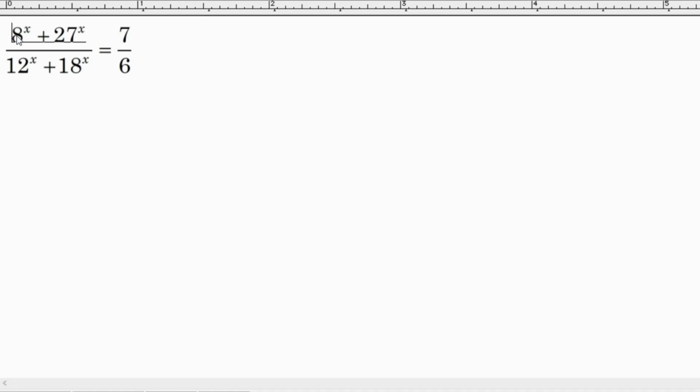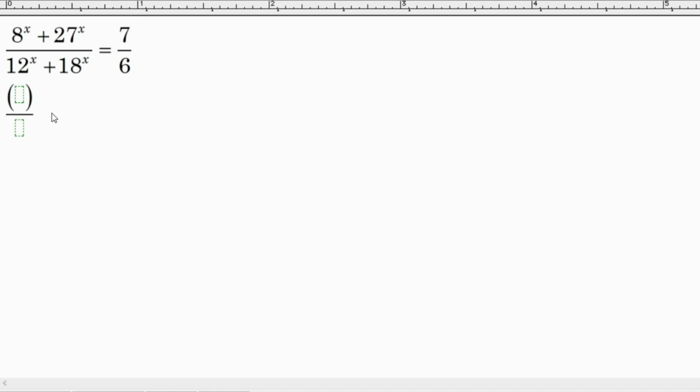The first thing that we have to do is make all these numbers into factors of 2 and 3, okay? As we can see, 8 can be written as 2 cubed and 27 can be written as 3 cubed. And then 12 can be written as 2 squared times 3, and 18 can be written as 2 times 3 squared. Okay, so let's make it into factors.